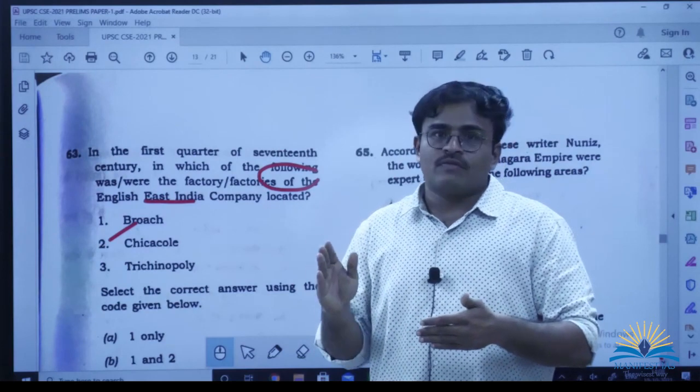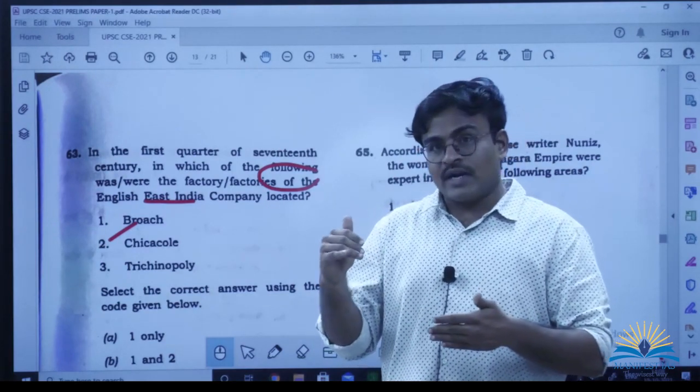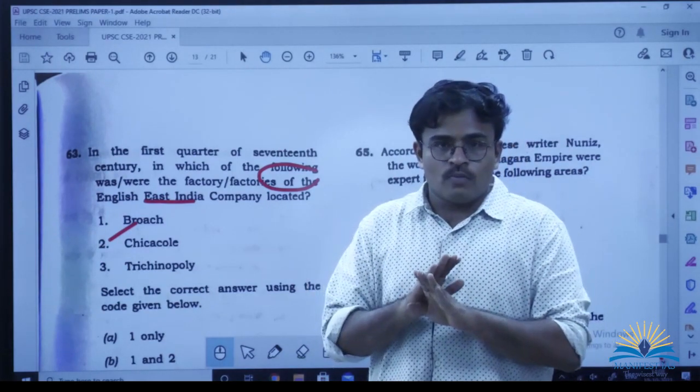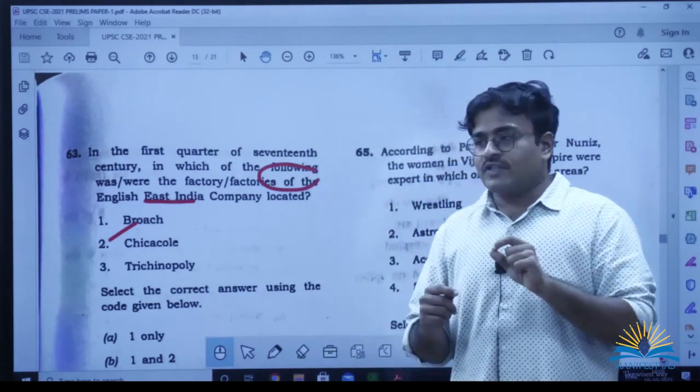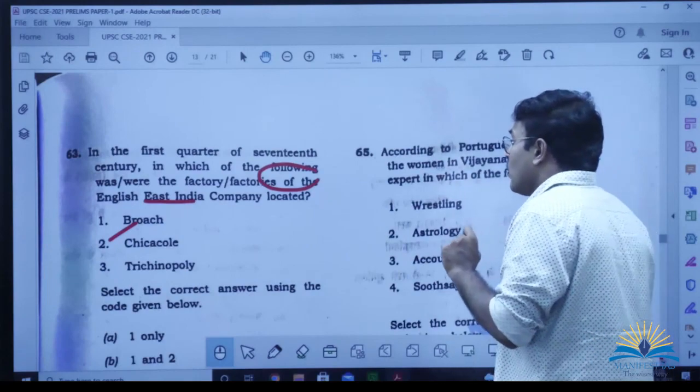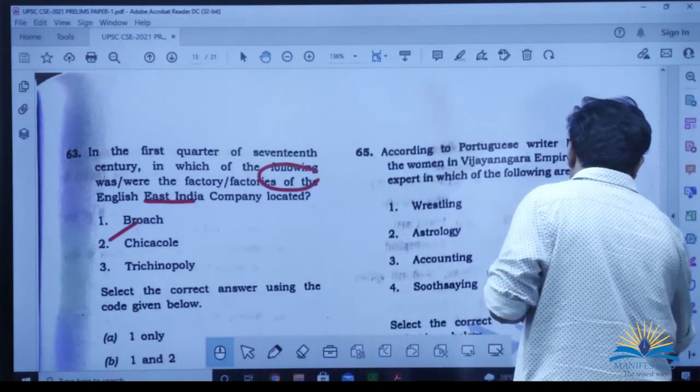In fact, it was a part of the Northern Sarkar's later day, which was under the control of the French. So here there is no possibility of a factory. It is Visakhapatnam where they have established a factory. So the answer for this question is one only, that is Broch is the answer. A, one only is the answer.